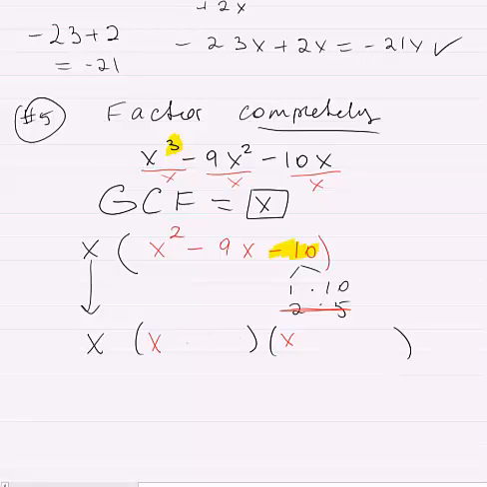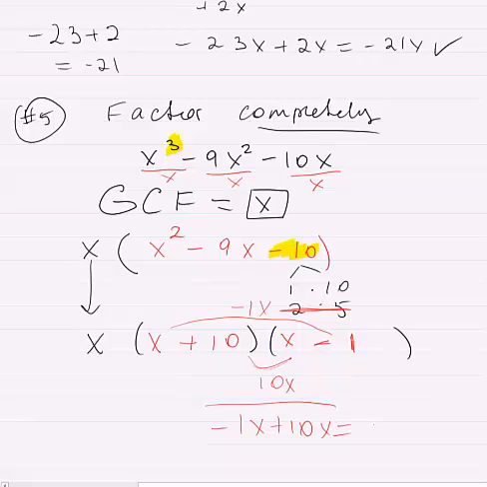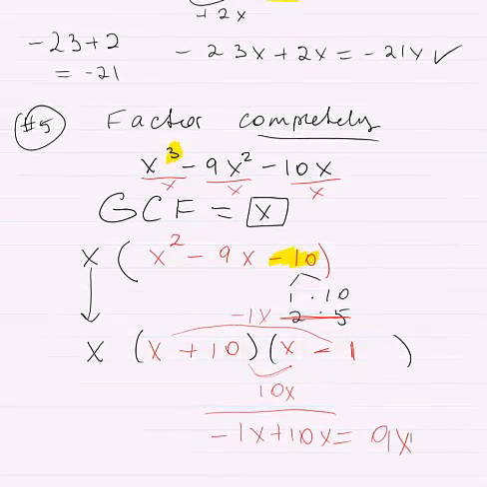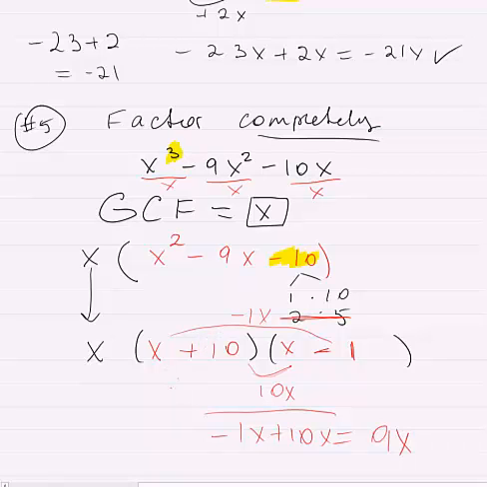So if I put plus 10 and I put minus 1, I'm getting minus 10 as I want, but if I check the middle term, over here the 10x, and this one right here is minus 1x, I'm actually going to be getting minus 1x plus 10x. That gives me 9x. And I want minus 9x. So what do I do? I'm just going to simply erase. Sorry, guys.